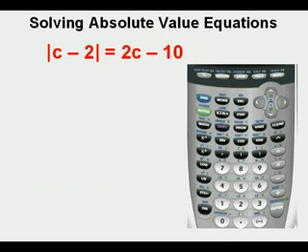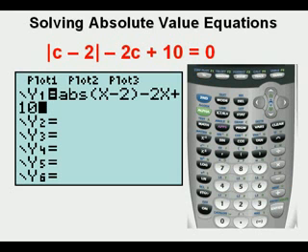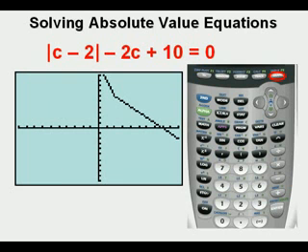Let's try another one. For this one, we're going to bring the terms on the right side over to the left. And so the 2c on the right side became minus 2c on the left, and the minus 10 on the right becomes plus 10 on the left. We go to y equals again. We enter the left side in y1. Again, we can't use anything but x for variables here. Now graph it by pressing graph or zoom 6.